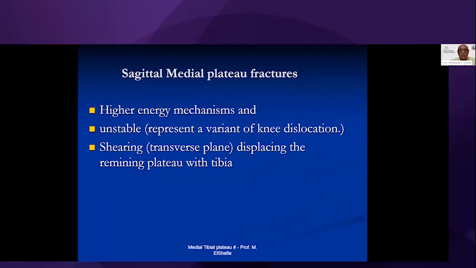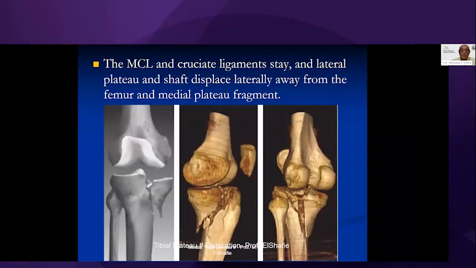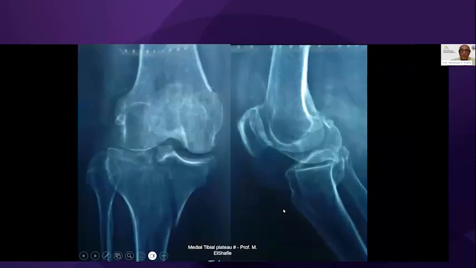It is unstable, and represents a variant of knee dislocation. It is caused by shearing or transverse force, displacing the remaining plateau with the tibia laterally. So this schematic presentation is probably wrong. The medial condyle does not move, unlike what is shown. In the real CT, the medial condyle stays in relation to the femur, and the lateral one with the tibia is the one that moves laterally.